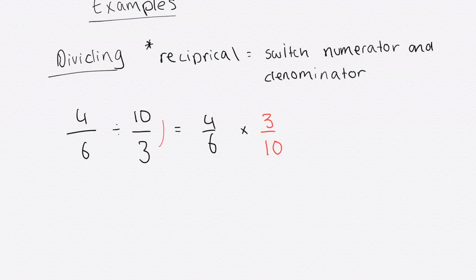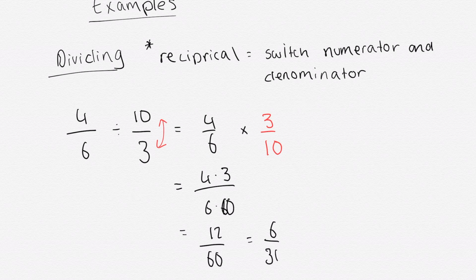So for the example, we have 4/6 divided by 10/3. So we're going to do 4/6 times 3/10, taking that reciprocal and then multiplying them so that we get 4 times 3 over 6 times 10, which is just 12/60. Which then simplifies down to 1/5.